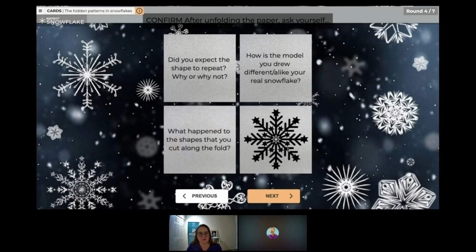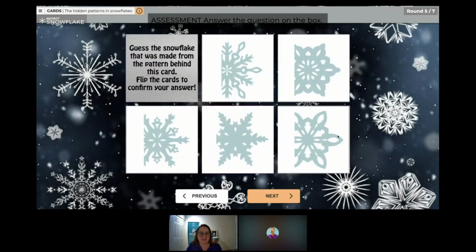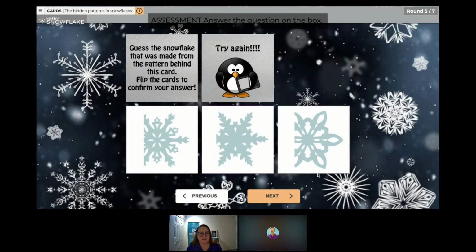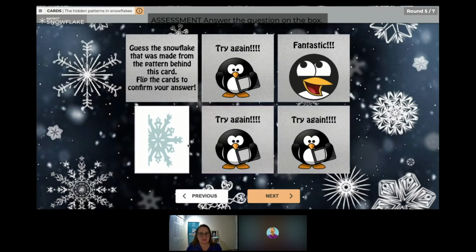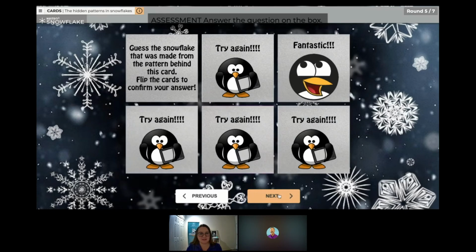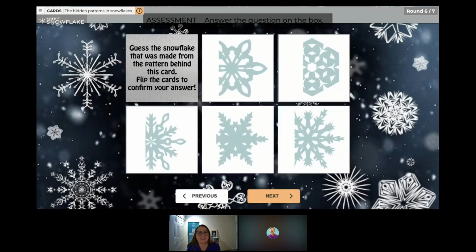Students are getting a lot of opportunities to test out different theories, to go back, research more, compare and contrast. So really great opportunities for presenting and for reflection. Looking at different examples, guess the snowflake that was made from the pattern behind the card. So we see some different fun examples. Just some fun activities to incorporate a little bit more inquiry.